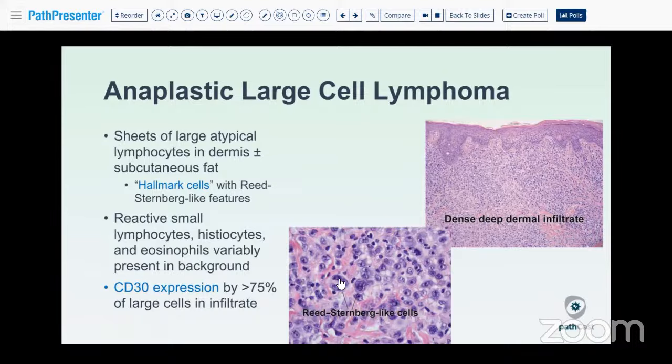is why I put that as a distractor answer choice for your Langerhans cell histiocytosis. Also, like LCH, this is a polymorphous infiltrate. You've got your reactive, other smaller cells, lymphocytes, histiocytes, eosinophils in the background. Of course, we can distinguish by IHC. CD30 is positive in more than 75% of the large cells in this infiltrate.